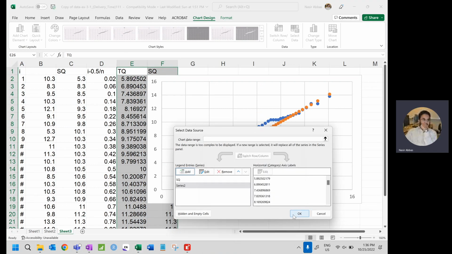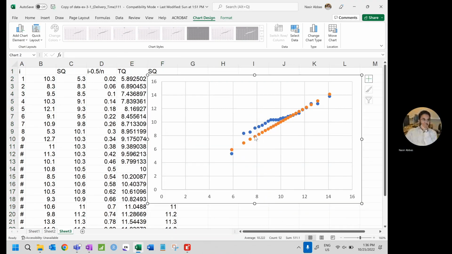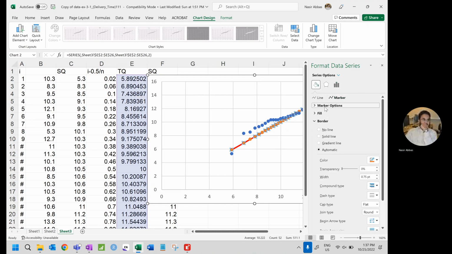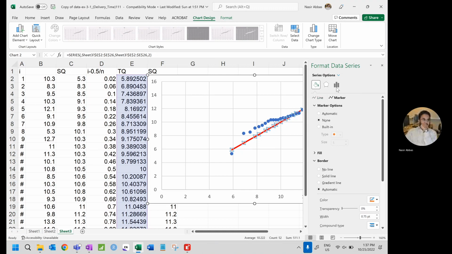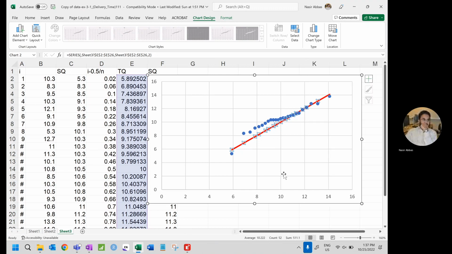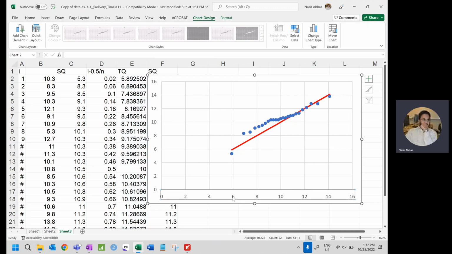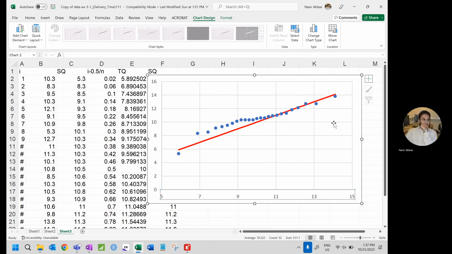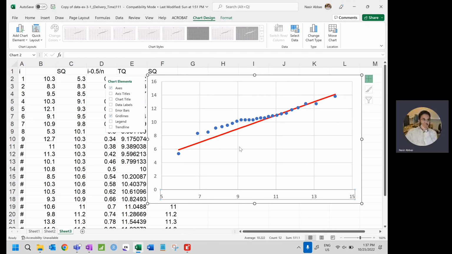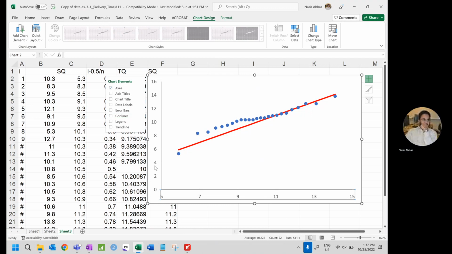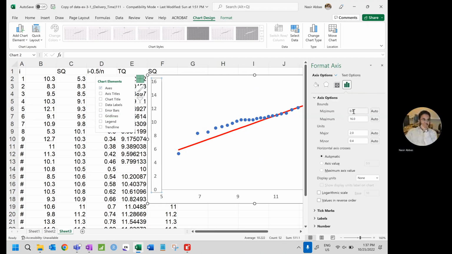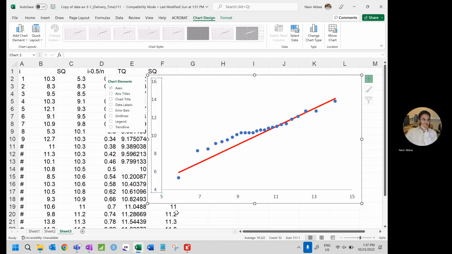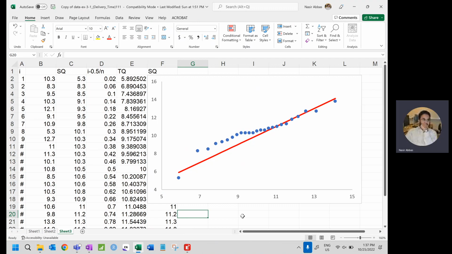This is my expectation. Let me make it a line. And let me restrict the x-axis from, let us say, 5. Also, let me restrict the y-axis from 4. Okay, now here is the plot.